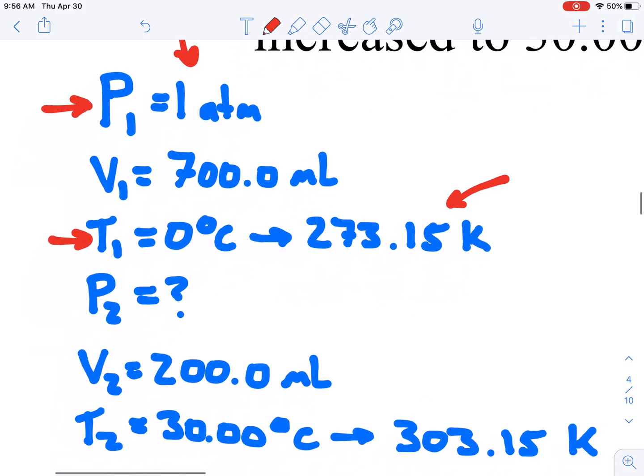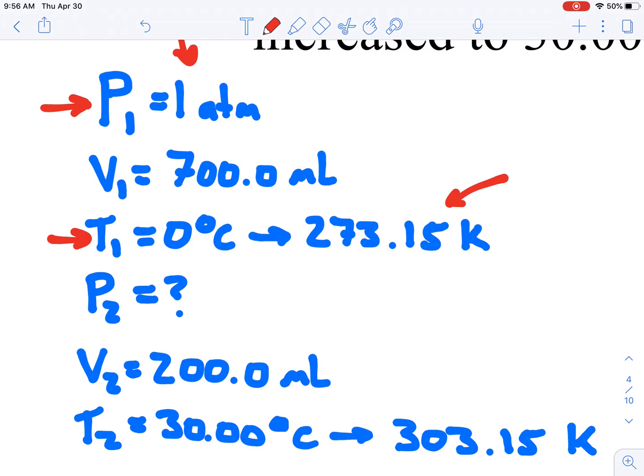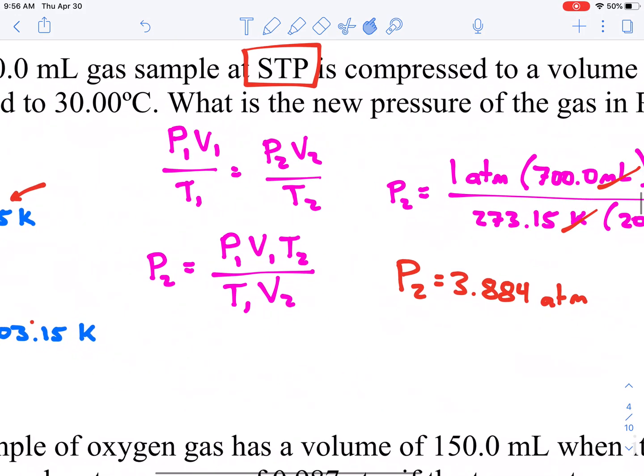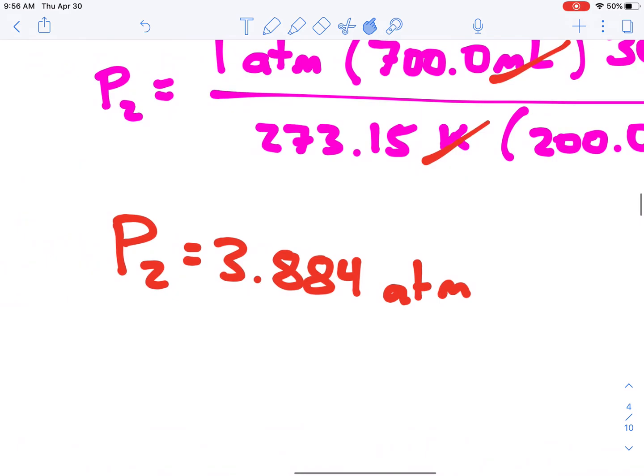So really, in terms of sig figs, the ones we care about are 700.0, which has 4 sig figs, 200.0, which has 4 sig figs, and then we have this 30.00 that has 4 sig figs. We turned it into 5 when we did the addition, but because we have 4s and 5s sig figs wise, that's why we end with 4 sig figs.